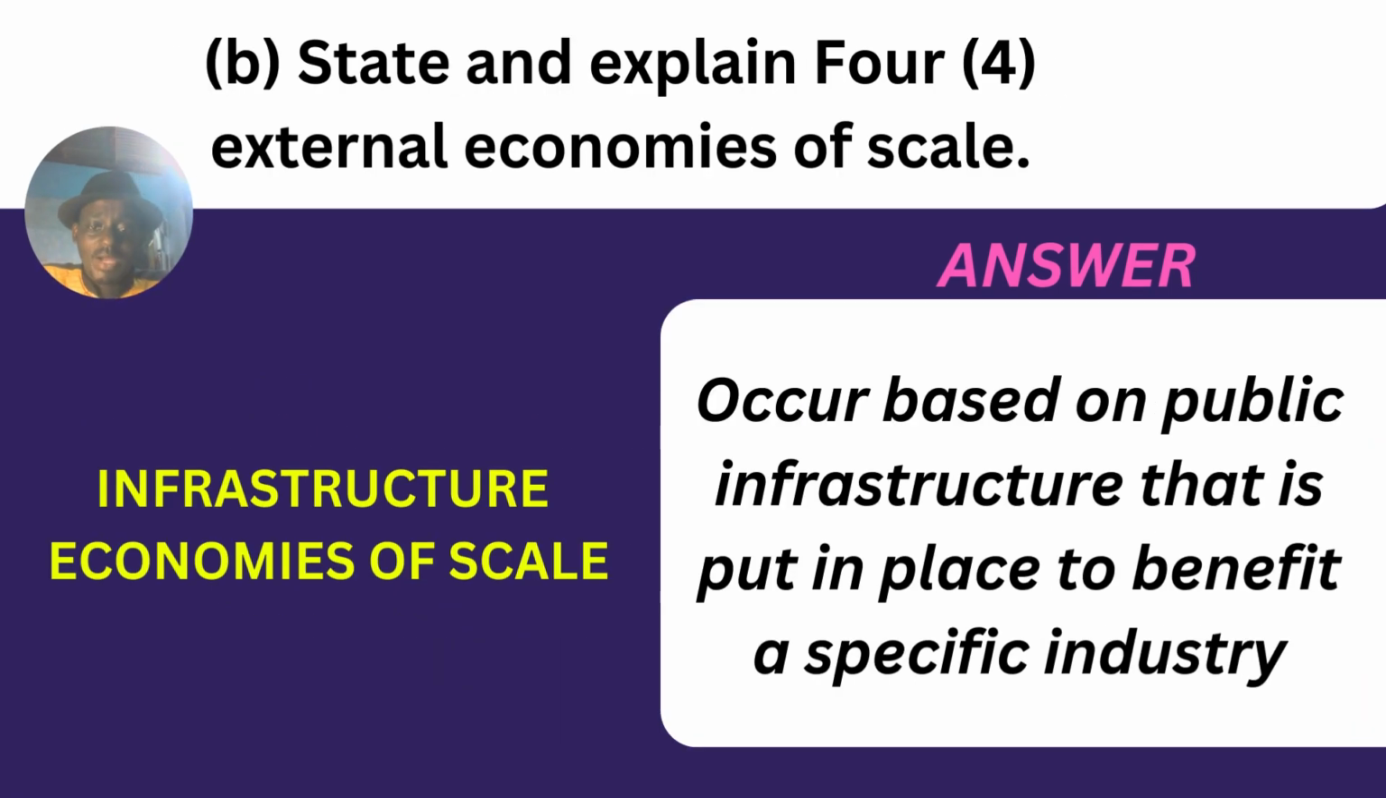Okay, so the B part of this question says state and explain 4 external economies of scale. So it's asking us to state and explain 4 external economies of scale. So the first one is infrastructure economies of scale. Now, what is it all about? It occurs based on public infrastructure that is put in place to benefit a specific industry. So this is based on infrastructure that is put in place to benefit a specific industry.